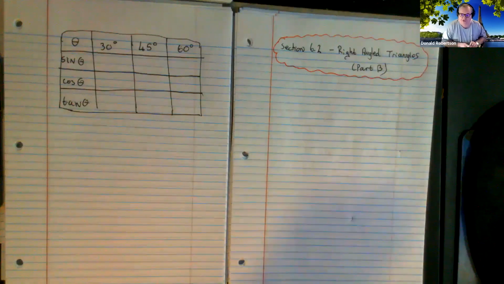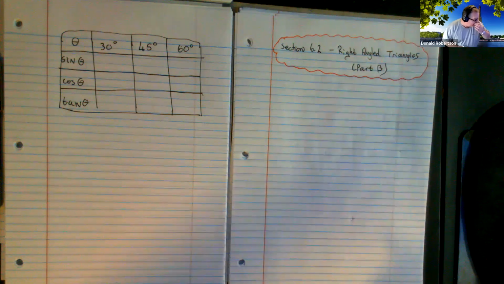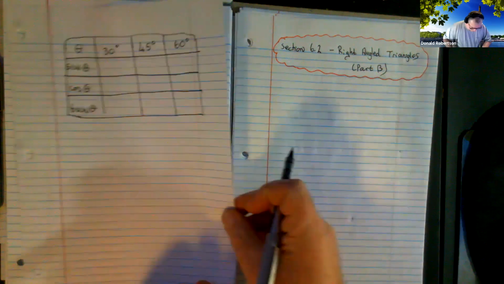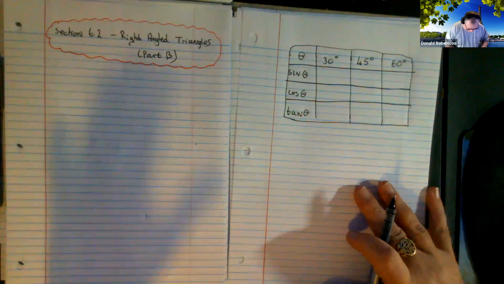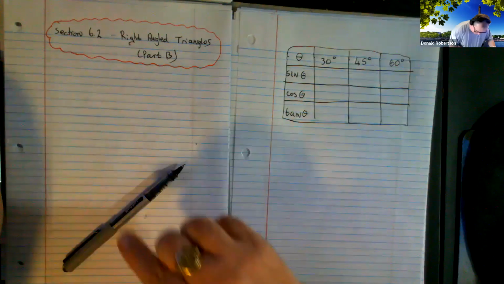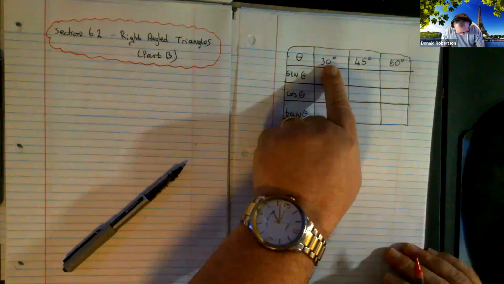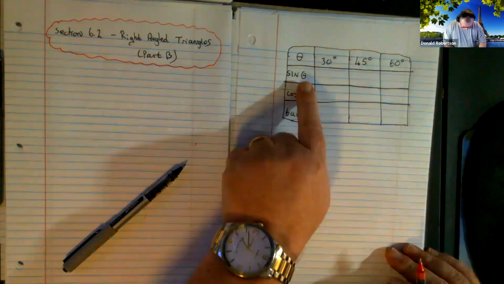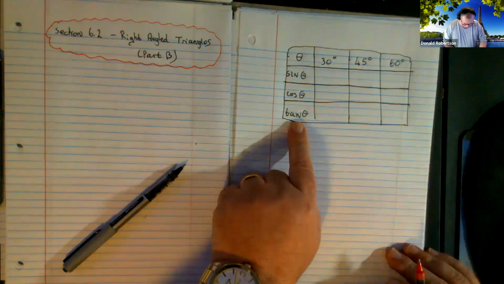We are working our way through section 6.2, the right angle triangle. We're going to get that finished today, and we'll start the next one. What I thought I would do today is go back to this little table here, because we're going to use it in some other questions, but I'm going to add to it. Remember, this table was for the 30, the 45, and the 60 degree, and the three major trigs, the sine, cosine, and tangent.